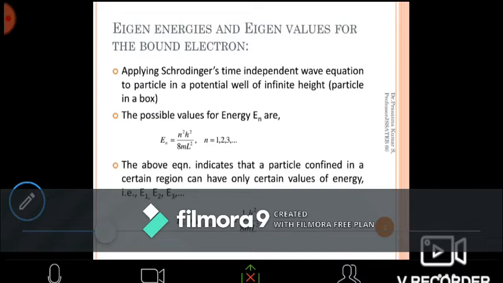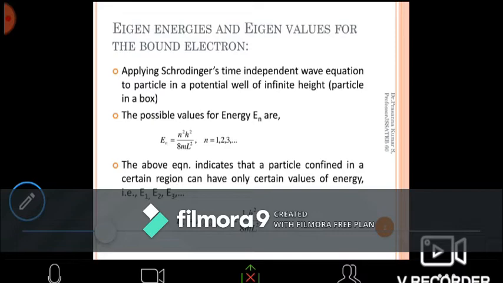If the particle is in the state n equal to 1, it refers to the first state. We call this particular state the zero point energy, and the energy becomes E1. From the expression, h is the Planck's constant, m is the mass of the electron, and L is the width of the potential well.